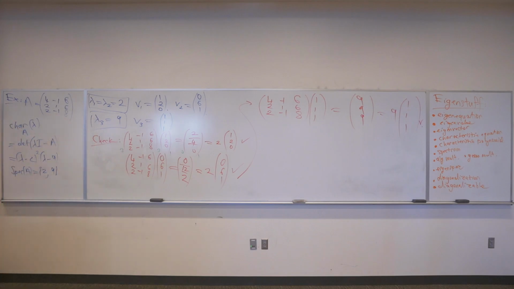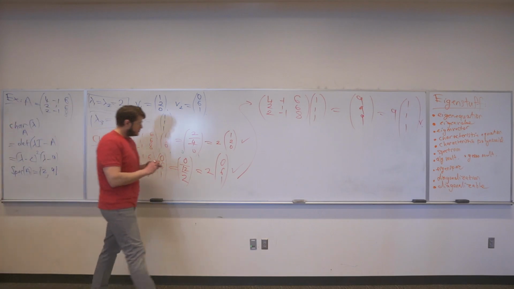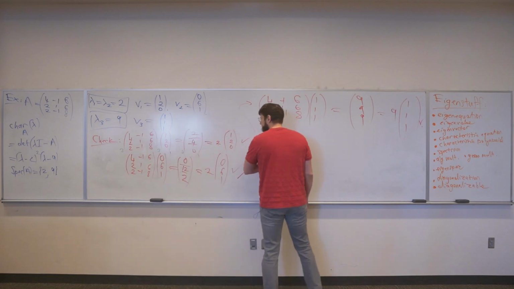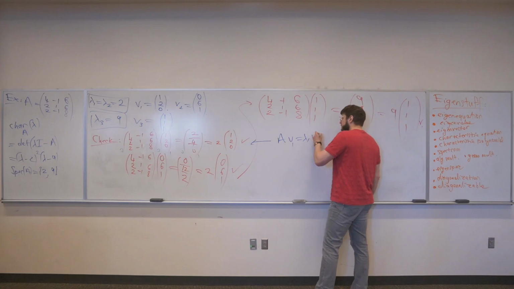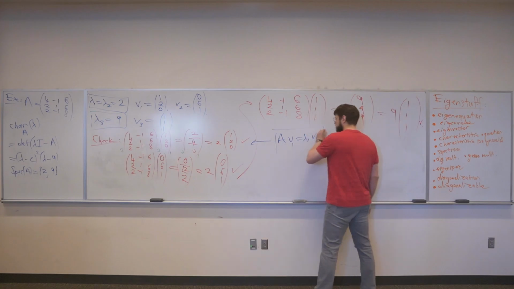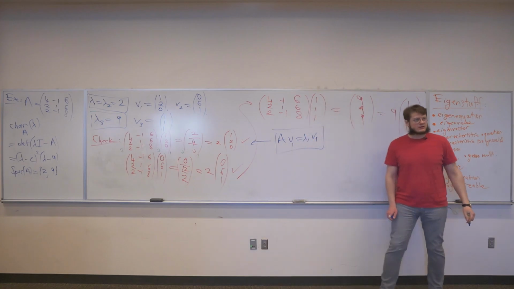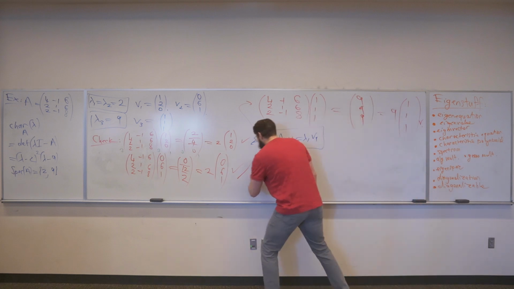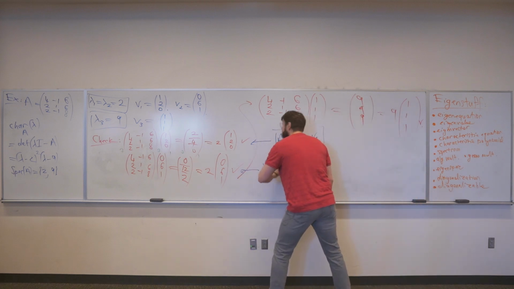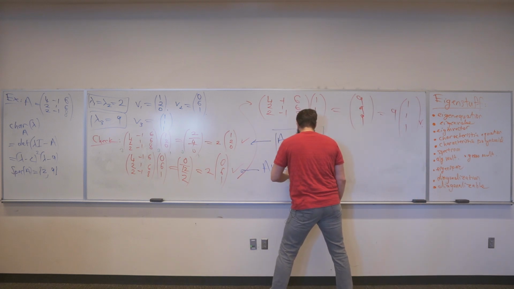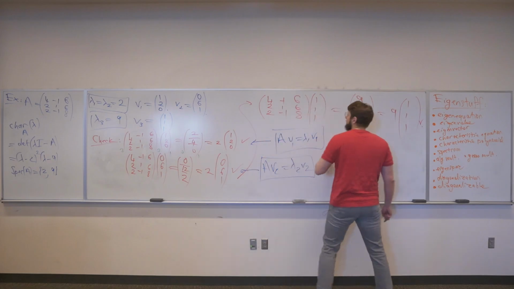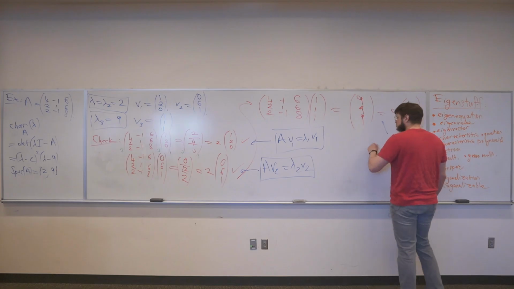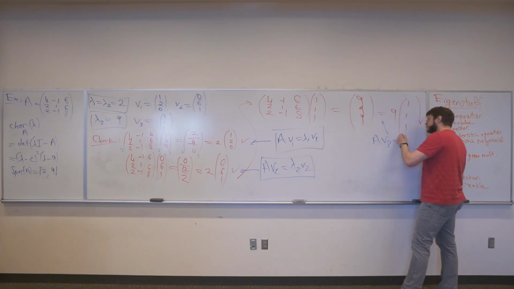Yeah, so maybe I can write it like this. This really showed me that A times V1 equals lambda 1 V1. This shows me A times V2, see V2 is that vector, again lambda 2 times V2. And then this shows me that A times V3 equals lambda 3 times V3.